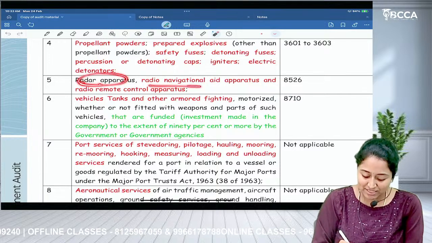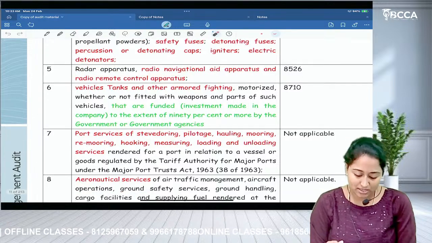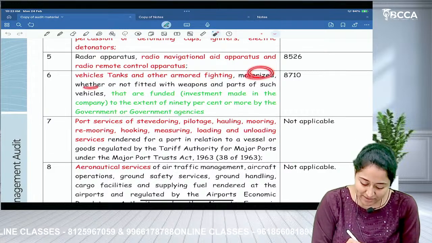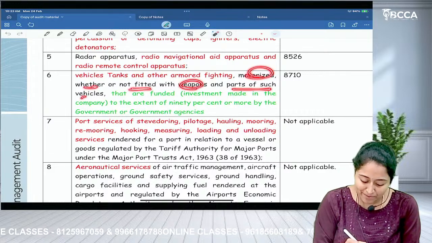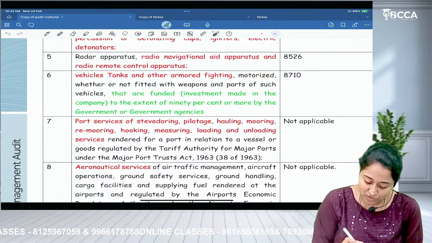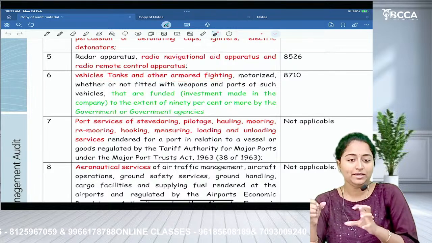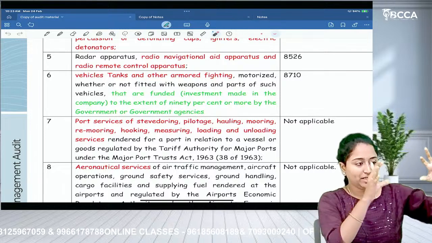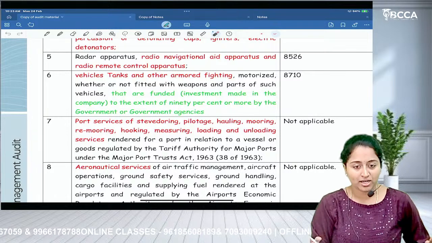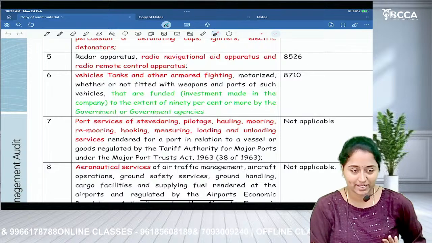Radar apparatus, radio navigational apparatus and radio remote control apparatus, vehicle tanks and other armed fighting vehicles, motorized, whether or not fitted with weapons, parts of such vehicles. So whatever fighter vehicles will be there, like tanks or armed fighting vehicles, they'll use all the arms and ammunitions in those vehicles. Even if it is armed or even if it is not armed, if that vehicle is there, then that is considered under non-regulated sectors.